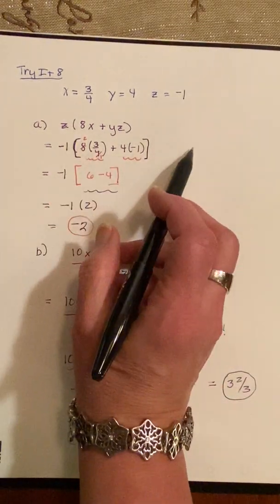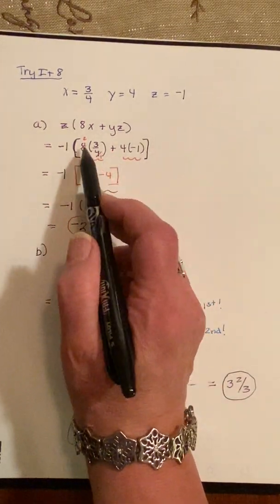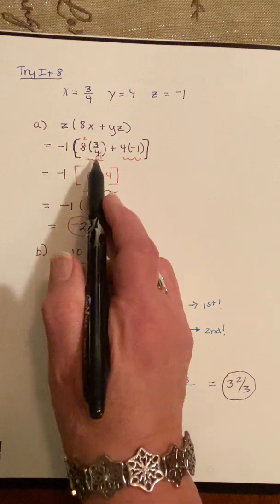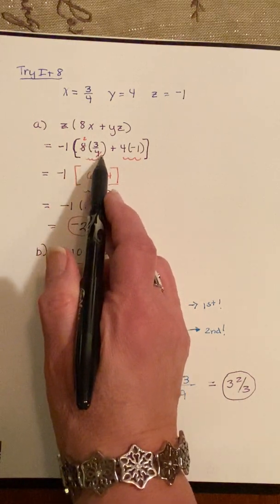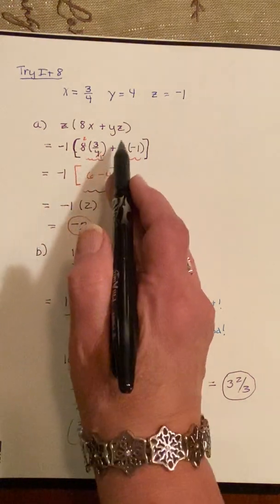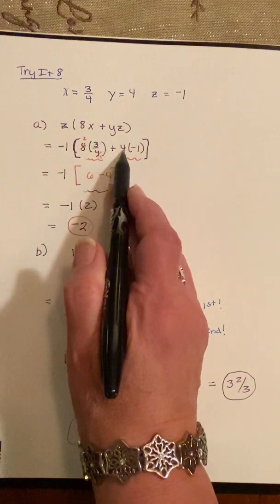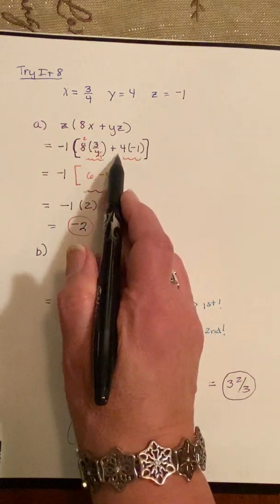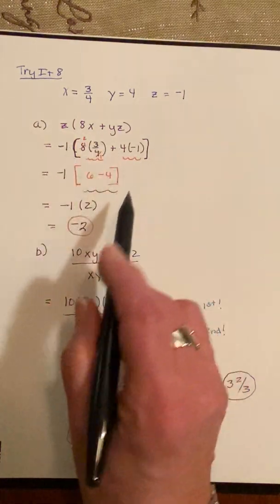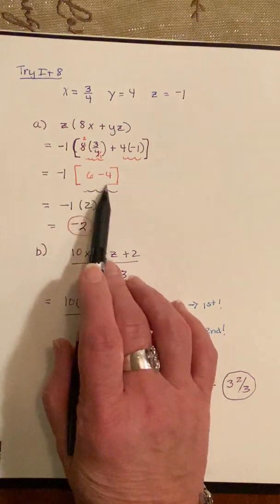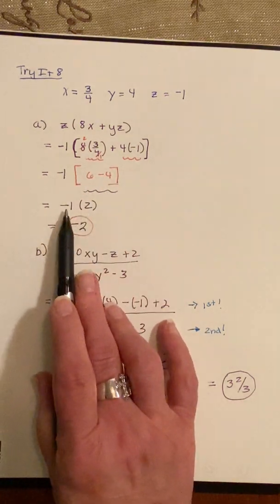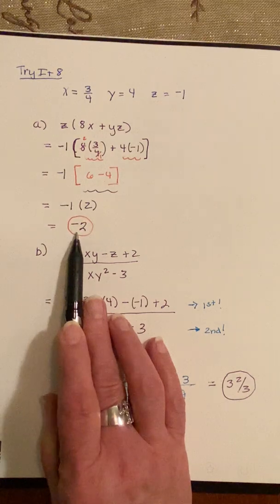So I have to do what's in the brackets first, and I do my first multiplication, and that's 8 times 3/4. I do my crosses, so 4 becomes 1, 8 becomes 2. I'm left with 2 times 3, which is 6. Here, I have positive 4 times the negative 1. Positive 4 times negative 1 is negative 4. Okay? Notice it is still within those brackets, so I must do this first. So I end up with negative 1 times 2, because 6 minus 4 is 2. I end up with a negative times a positive. My answer is negative 2.